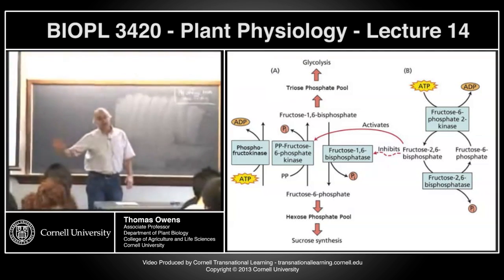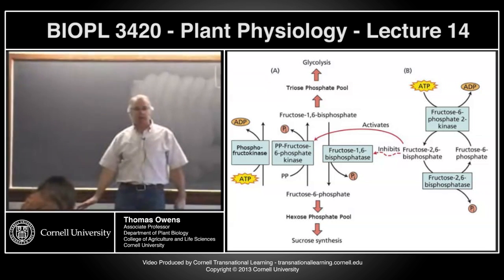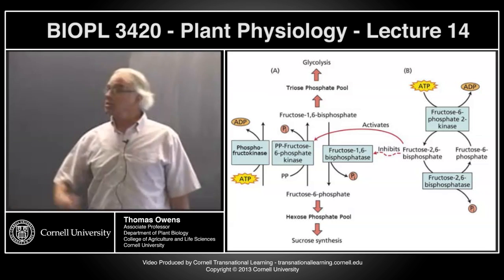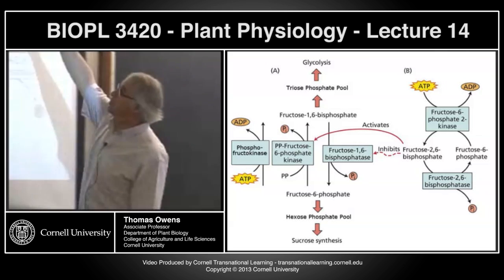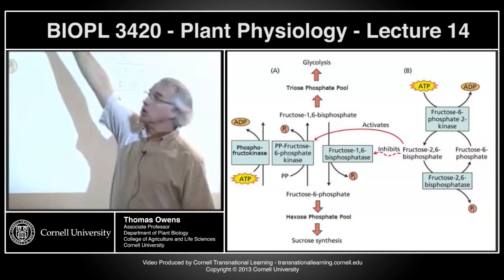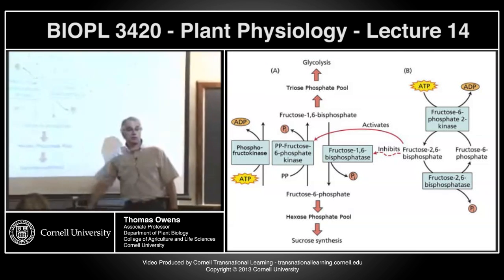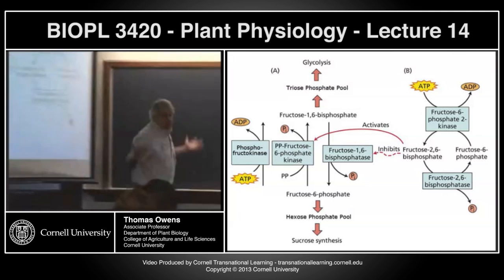So this is a level of regulation that never happens in animals because there's no big flow of sugar out of the chloroplast into the triose phosphate pool towards sucrose synthesis. That just doesn't happen in animals.